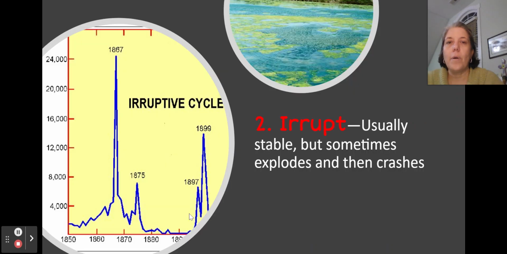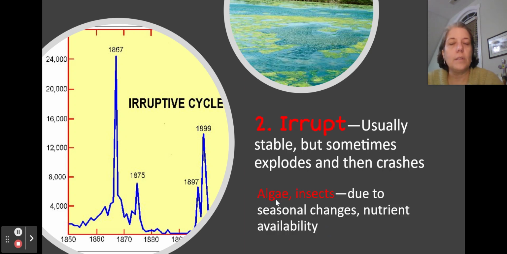The second type of population cycle here is called erupt. Usually stable, but sometimes it explodes and then crashes. And that's what is happening in this graph right here. This is exploding way up here to a high number and then crashing down there. That's called erupt population fluctuation. Sometimes this happens with algae and insects, due sometimes to seasonal changes, nutrient availability, things that are not exactly predictable in the environment. That's an erupt cycle.